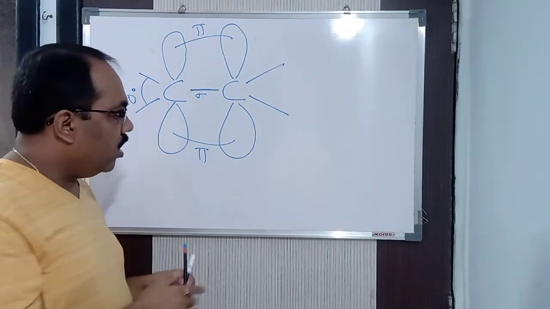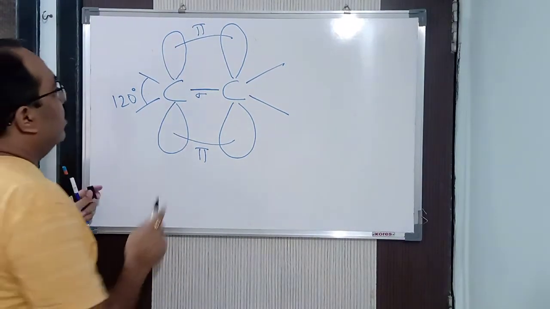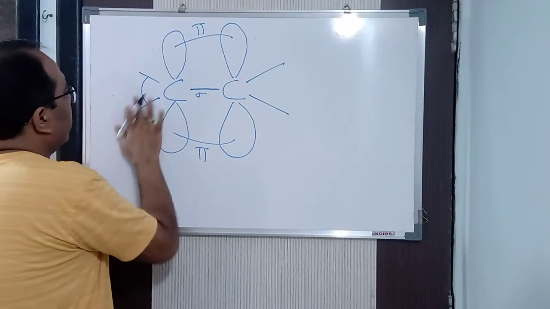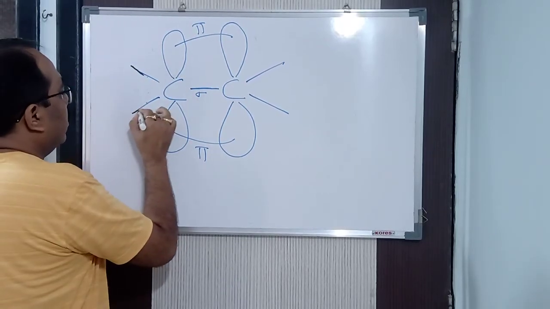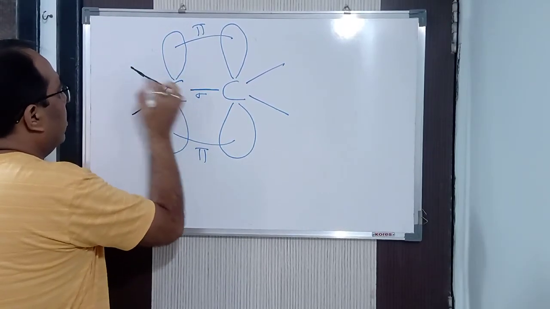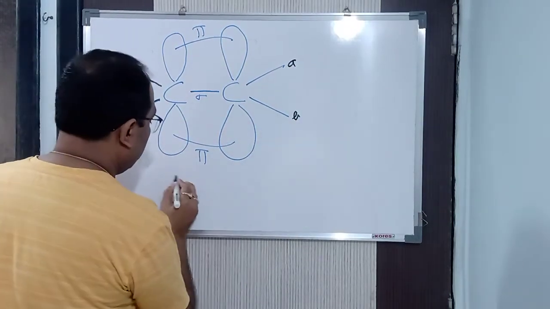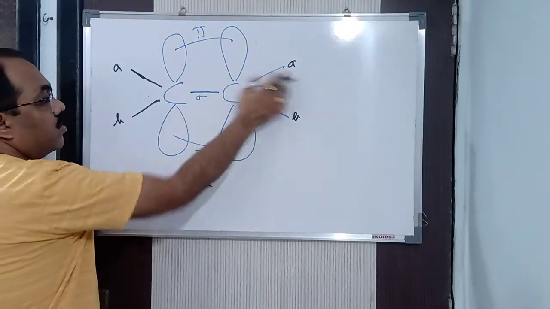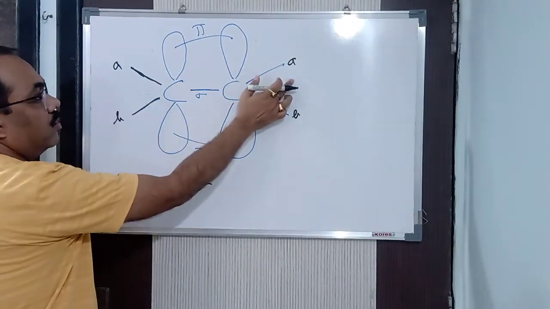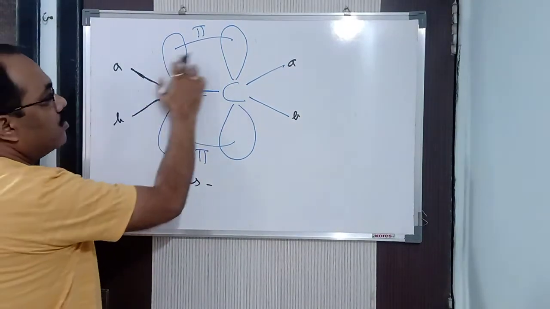Clear now? So if I show you diagrammatically, then it will be in this way. Let me rub this one and then I can show you a little more clearly. Let us say this is A and this is B, this is A and this is B. So this is what? Cis. You can see the same groups are on either side of the double bond. Clear? Okay. A, B, C double bond C, A, B.